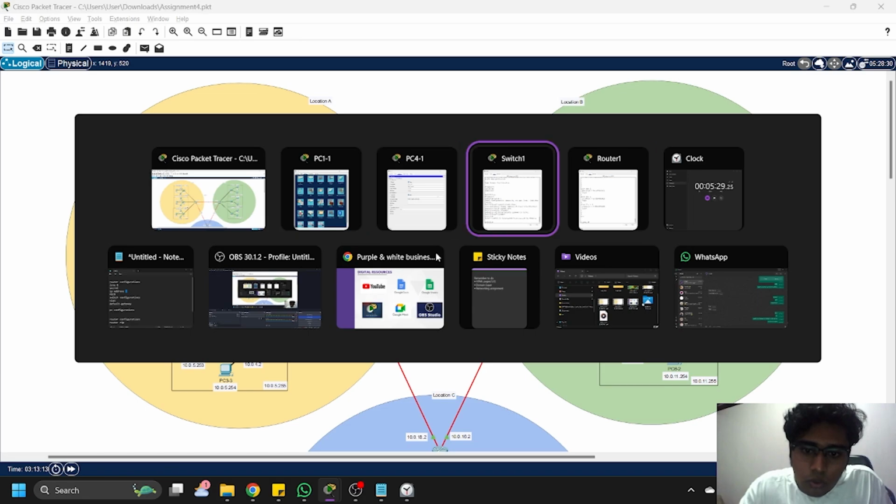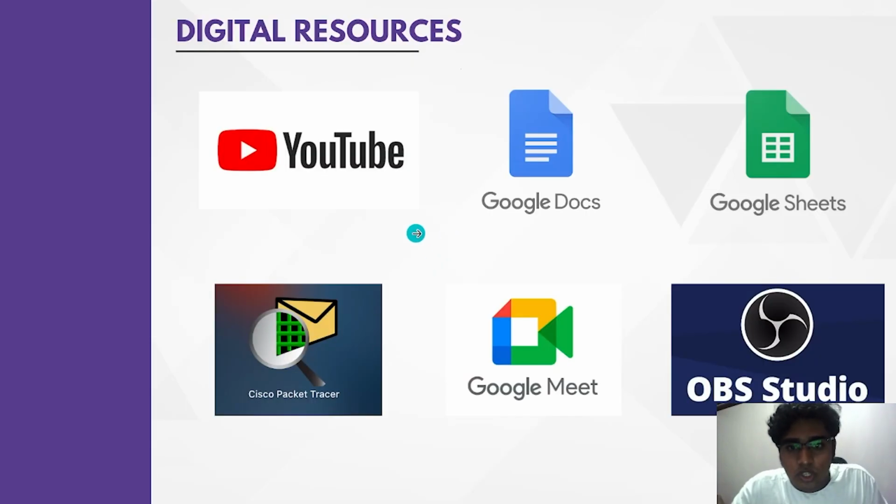Now moving on to our last slide, which is the digital resources used. We used all of these resources to do our assignment. YouTube, we used it for looking at senior assignments and seeing how they recorded their videos and what the content of their videos was. Google Docs and Google Sheets were used to do the assignment. Google Docs was used to assemble the report, while Google Sheets we used to do the calculations in table form. Cisco Packet Tracer was used to implement the whole system without using any physical equipment, a good simulation tool.